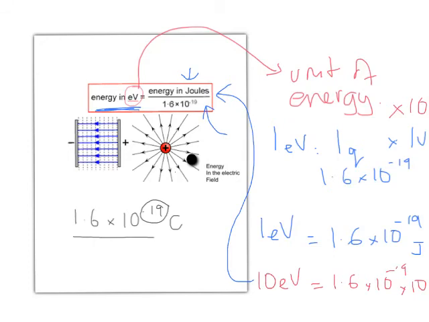Another more common sense way of remembering it is if you have a very, very small number, so if the amount of energy that you have is, I don't know, 1.7 times 10 to the minus 36, because it's so tiny, it must be in joules. Electronvolts are always going to be sensible numbers.